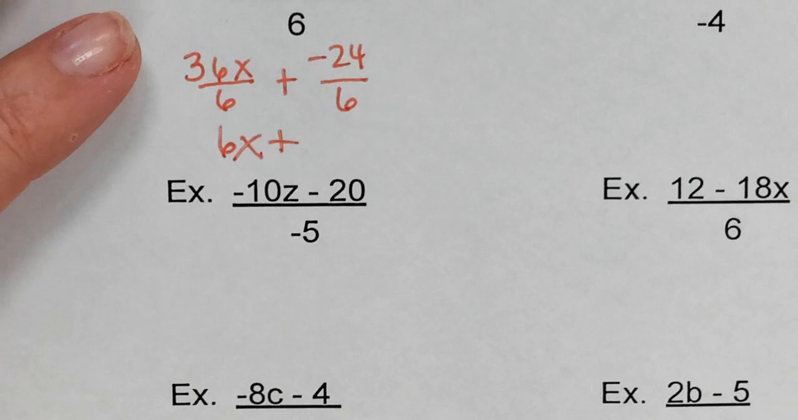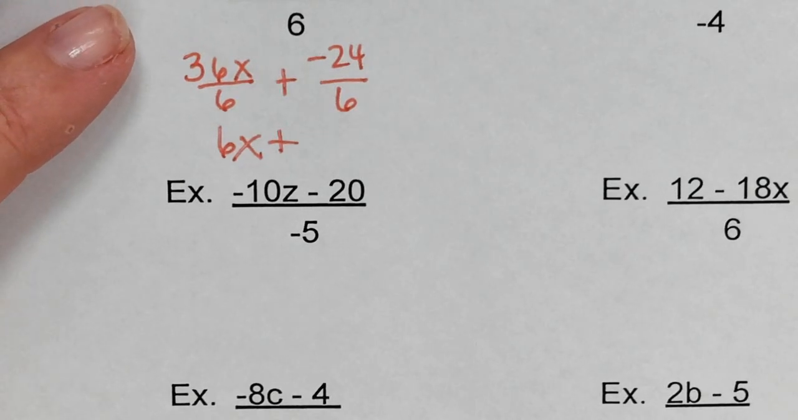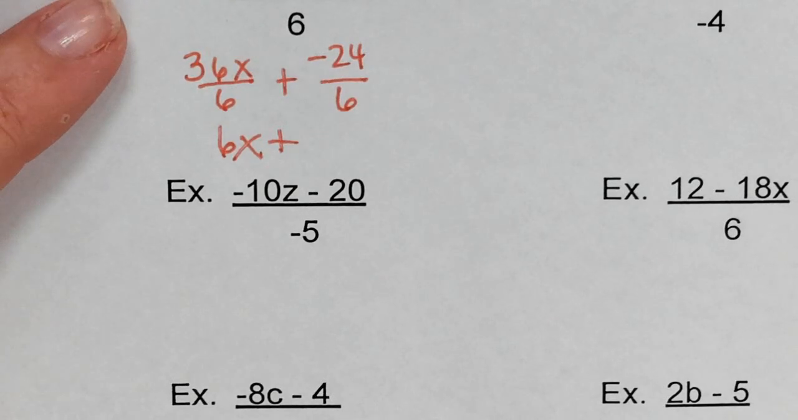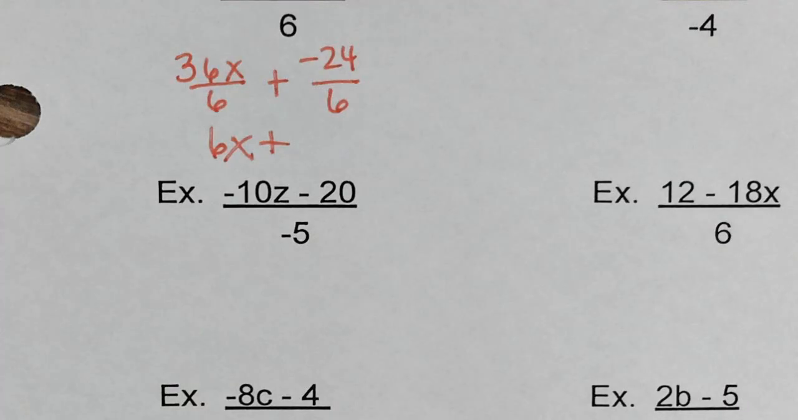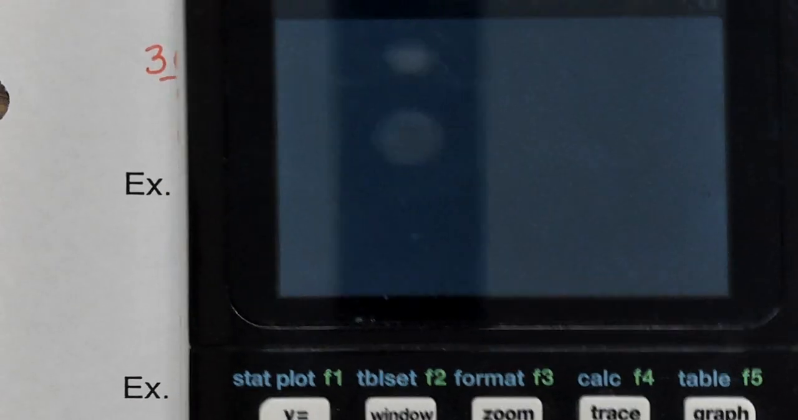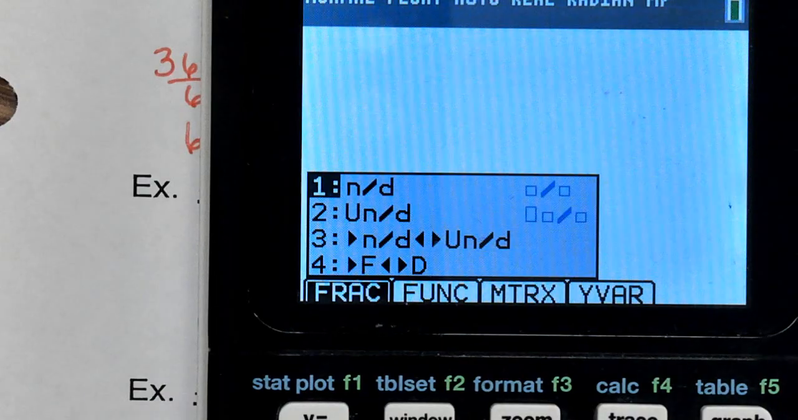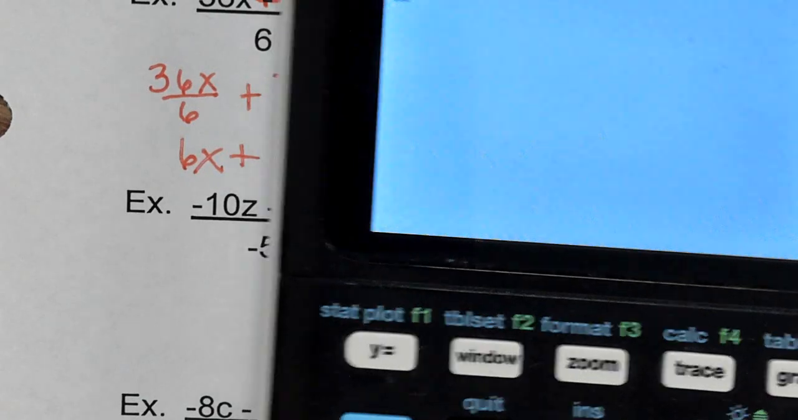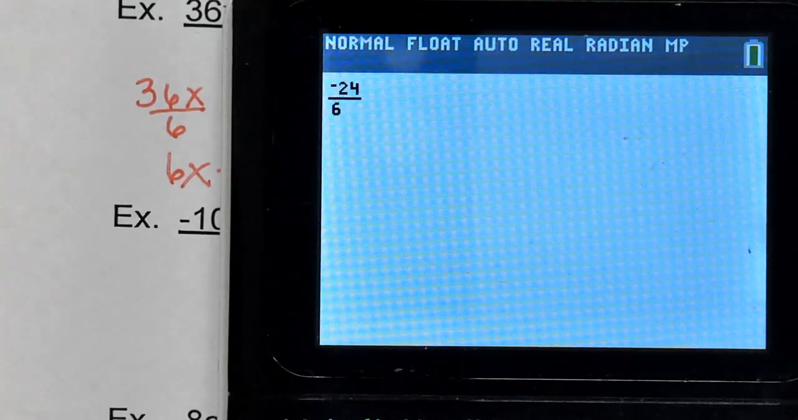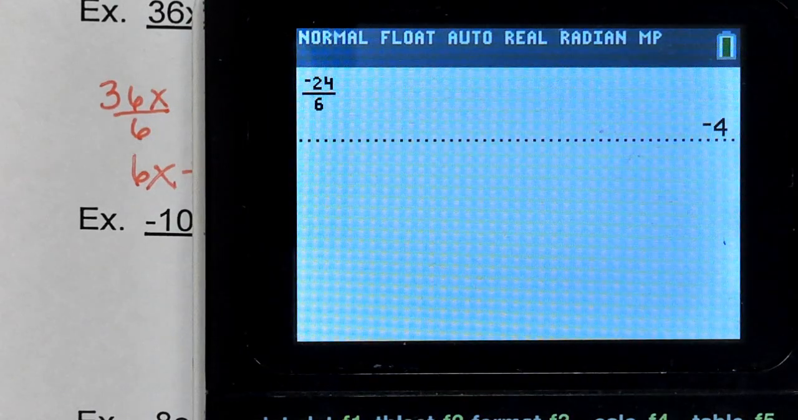can negative 24 over 6 be simplified? Yes. Do y'all know how to simplify a fraction in the calculator? Alpha y equals. So pretend we don't know it's 4. Okay? Go to alpha y equals, option 1, and put in negative 24 over 6. Hit enter, and it will simplify it for you.